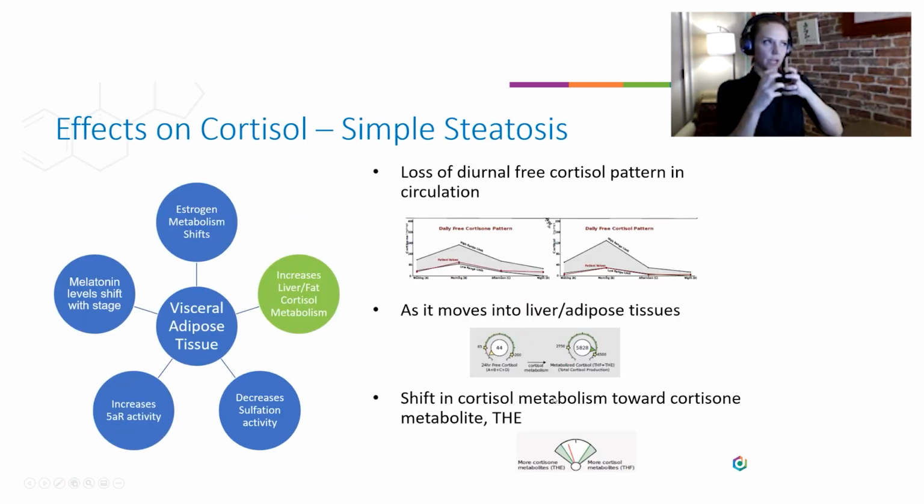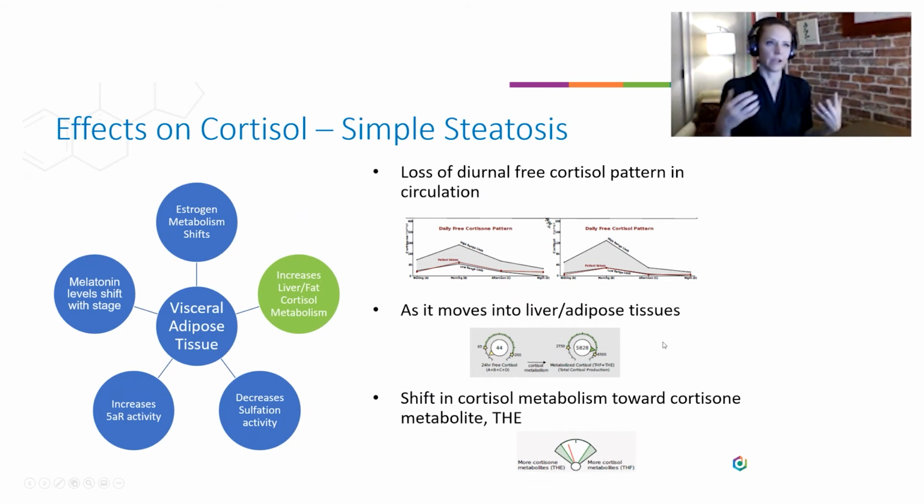So I want to flesh out the effects on each area. We see increases in liver and fat cortisol metabolism, right? That shift of 24-hour free cortisol being low, cortisol is moving into the liver and getting metabolized there. And that makes us lose our diurnal free cortisol patterns.